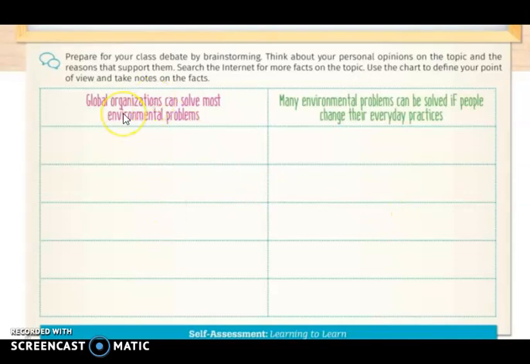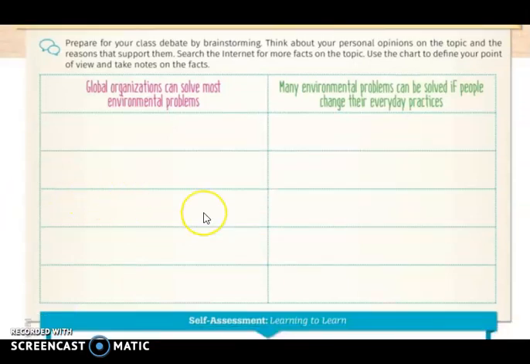Use the chart that is in your book to define your point of view and take notes on the facts. In this part, you are going to write if you agree that global organizations can solve most environmental problems, okay? But if you agree that many environmental problems can be solved if people change their everyday practices, you are going to fill this part, okay? Remember that you have to choose your point so you can fill your graphic organizer. You have to choose only one side. It is important that you add the reasons that support your ideas for the class debate. You have a very good opinion.